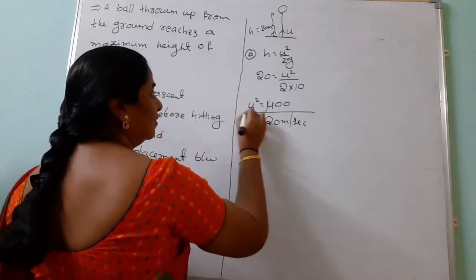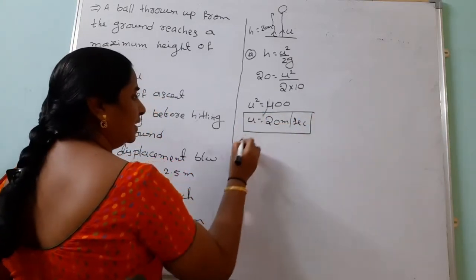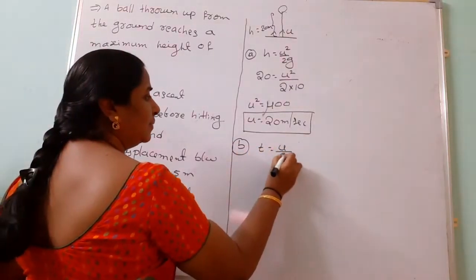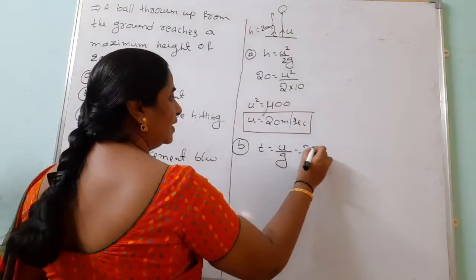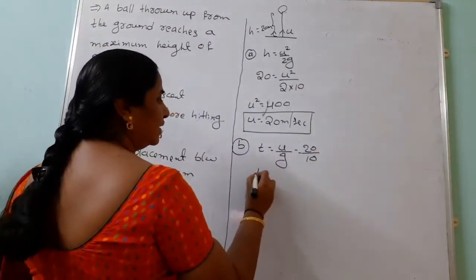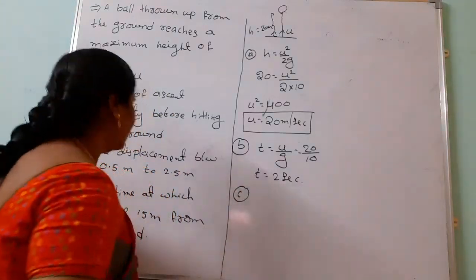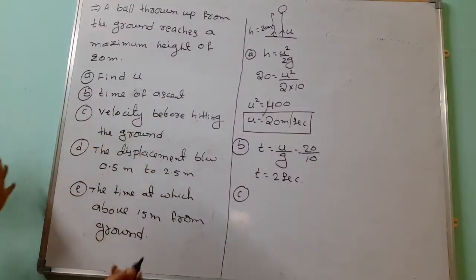Once we know the velocity, our next question is to find the time of ascent, meaning t equals u by g. Here u equals 20, g equals 10. So t equals how much? 2 seconds. Then the third question is with how much velocity it will hit the ground.